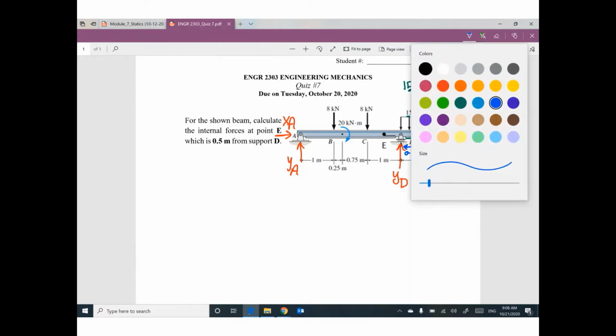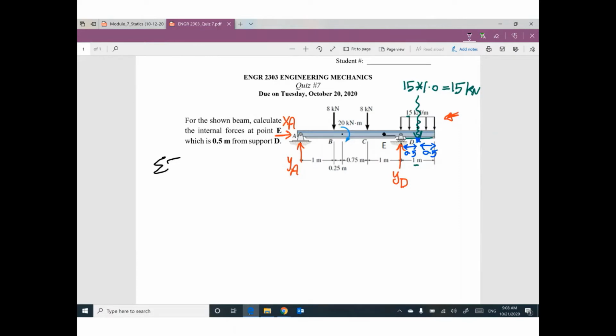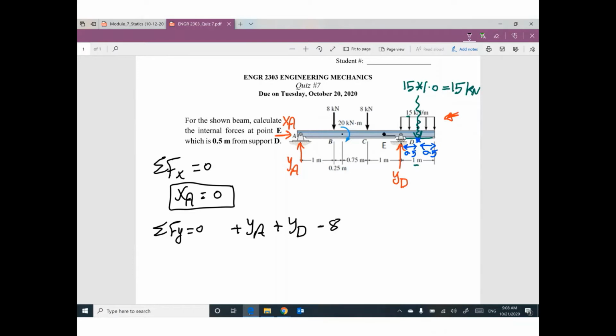First one, summation Fx equals 0. The only force in the x direction is XA, so it will be 0. Second one, summation Fy equals 0. What do you have in the y direction? We have positive YA, positive YD, and negative 8, negative 8, negative 15.